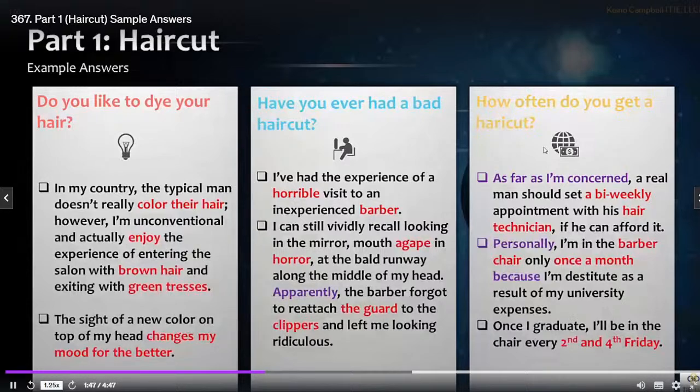Next question. Have you ever had a bad haircut? I've had the experience of a horrible visit to an inexperienced barber. I can still vividly recall looking in the mirror, mouth agape, in horror, at the bald runway along the middle of my head. Apparently, the barber forgot to reattach the guard to the clippers and left me looking ridiculous.